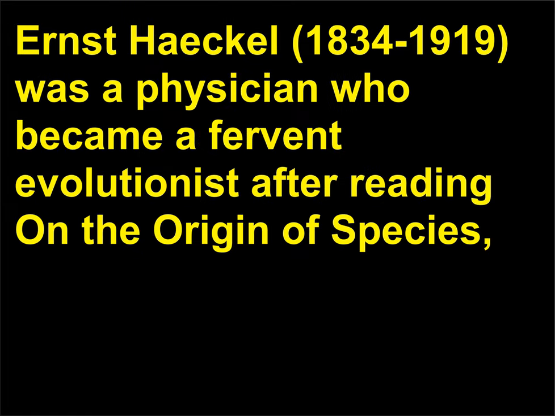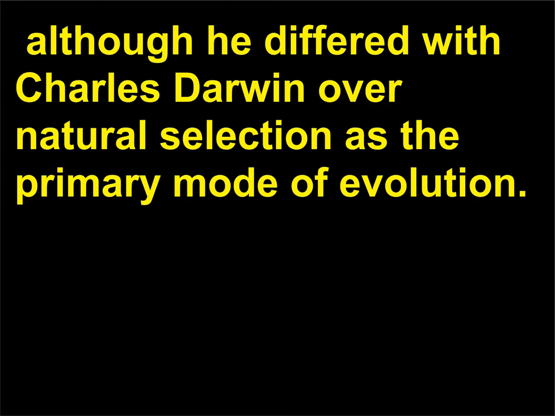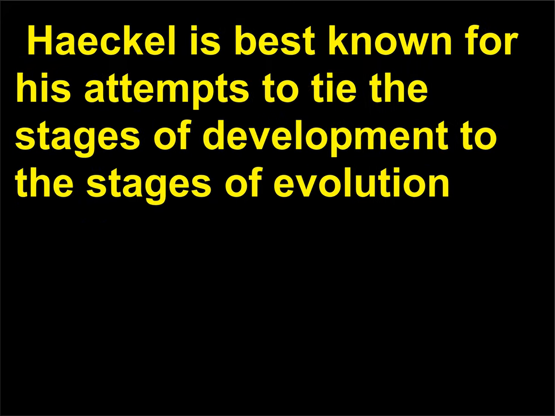Who was Ernst Haeckel? Ernst Haeckel, 1834 to 1919, was a physician who became a fervent evolutionist after reading On the Origin of Species. Although he differed with Charles Darwin over natural selection as the primary mode of evolution, Haeckel is best known for his attempts to tie the stages of development to the stages of evolution.